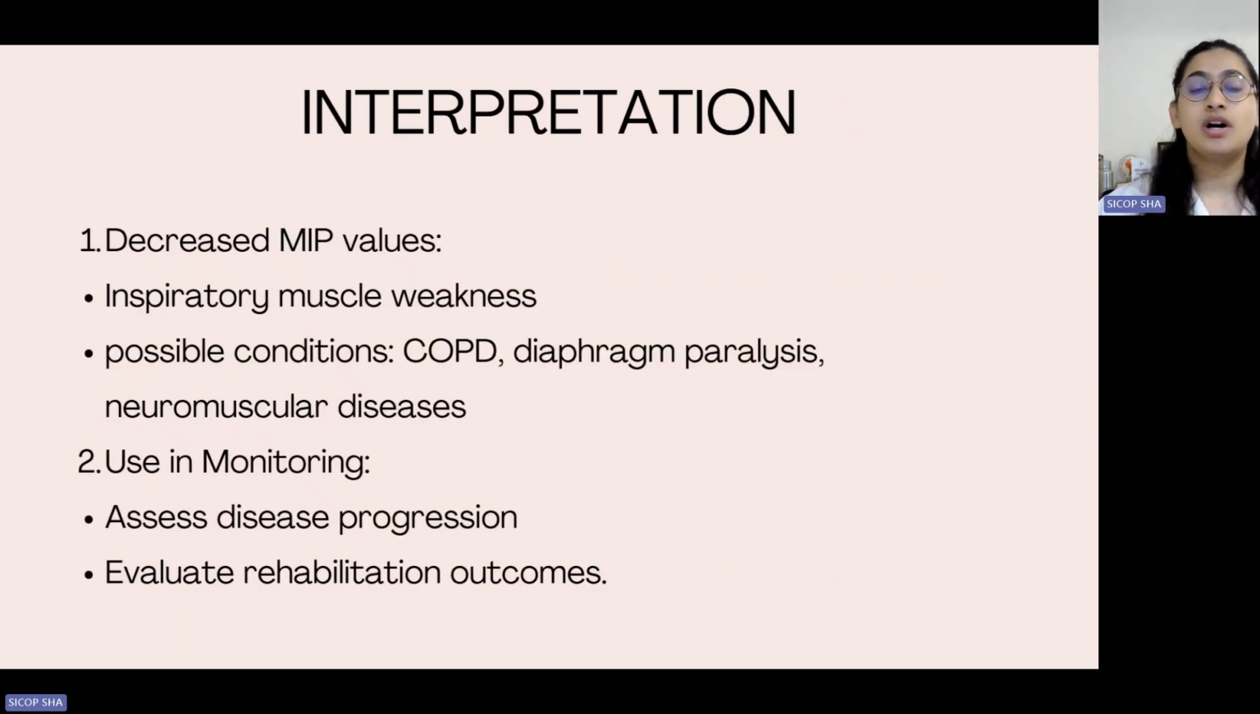Interpretation. Decreased MIP values are seen in inspiratory muscle weaknesses, and the possible conditions in which it is seen are COPD, diaphragm paralysis and neuromuscular diseases. The rationale I have already spoken about earlier. Then talking about use in monitoring, it helps to assess the disease progression and hence also understand if the physiotherapy protocol that we are giving or rehabilitation that is being given to the patient is effective or not.